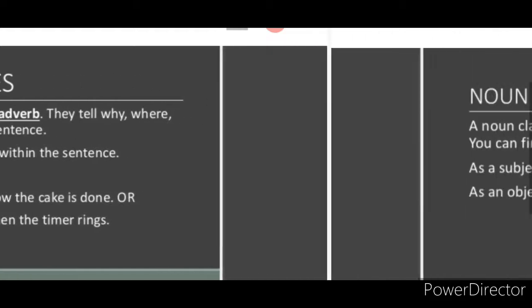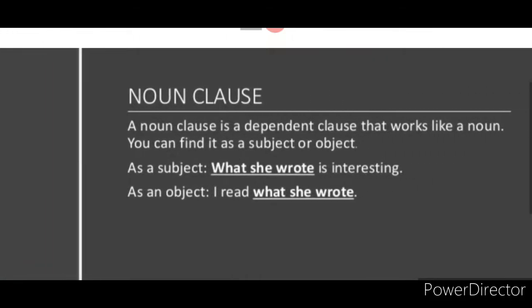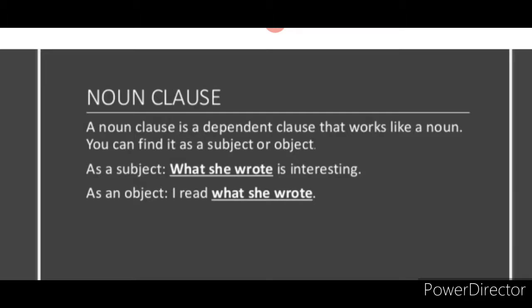Okay children, so next we will move with the noun clause. A noun clause takes the place of a noun in a sentence. See, what she wrote is interesting completely. She, we all know, is the subject, and wrote is the verb. So in what she wrote, what is the subordinating conjunction.